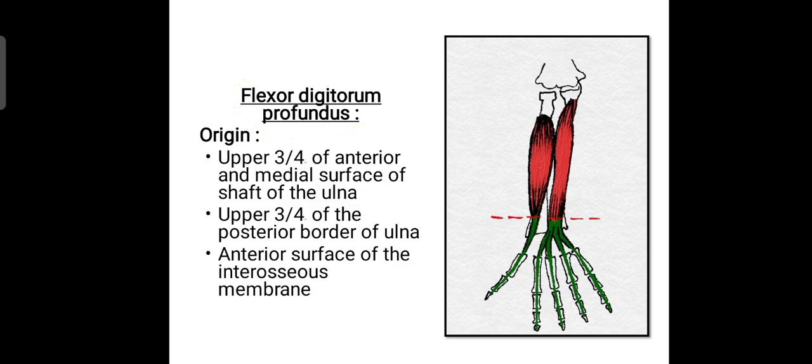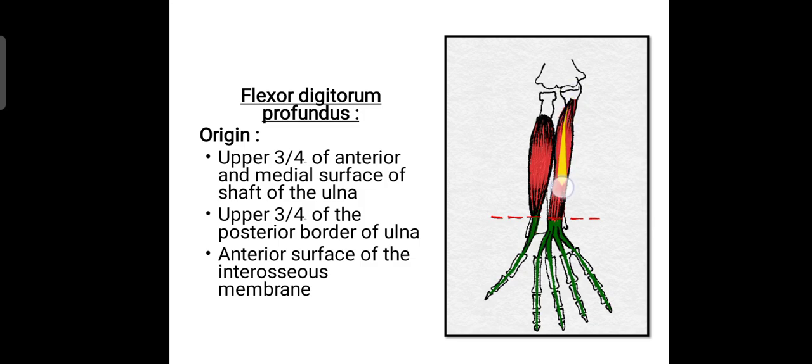Then we have the anterior surface of the interosseous membrane. So what is the interosseous membrane? Between the interosseous borders of the radius and ulna, there exists a tough, thin membrane connecting them, which is termed the interosseous membrane. From the anterior surface of this membrane, a few fibers arise which form the flexor digitorum profundus. So there are three sets of fibers and they arise from these three points.